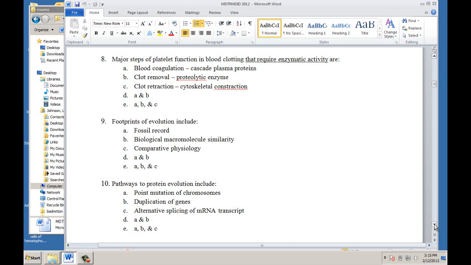Footsteps of evolution include fossil record, yes. Biological macromolecules similarity, yes. Comparative physiology, yes. The answer is E, all of the above.